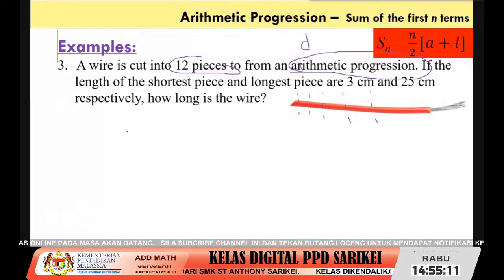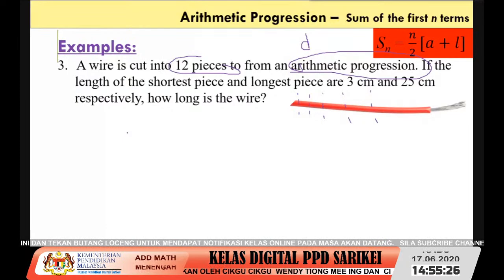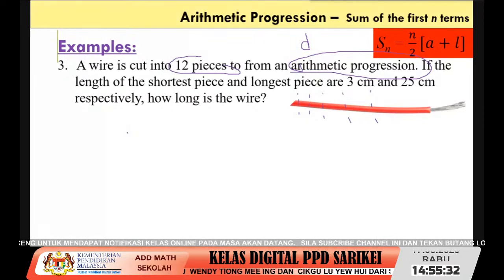How long is the wire? Try not to skip the questions which are related to our daily life. Jangan tengok daily life, oh ya susah, tak mau jawab, skip. No. Okay. Sometimes it may seem challenging, but in fact they are not as difficult as you think. So always try all types of questions.